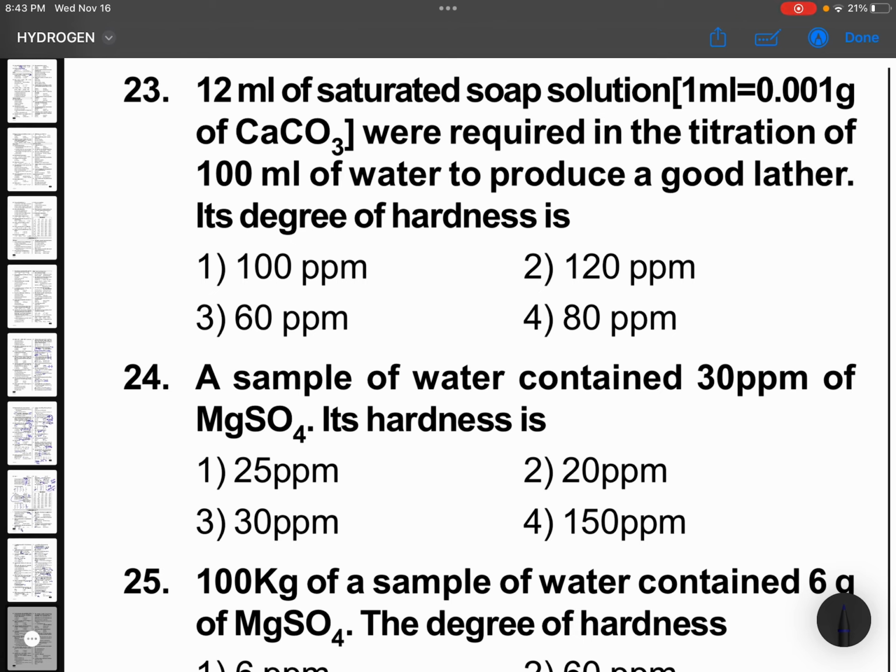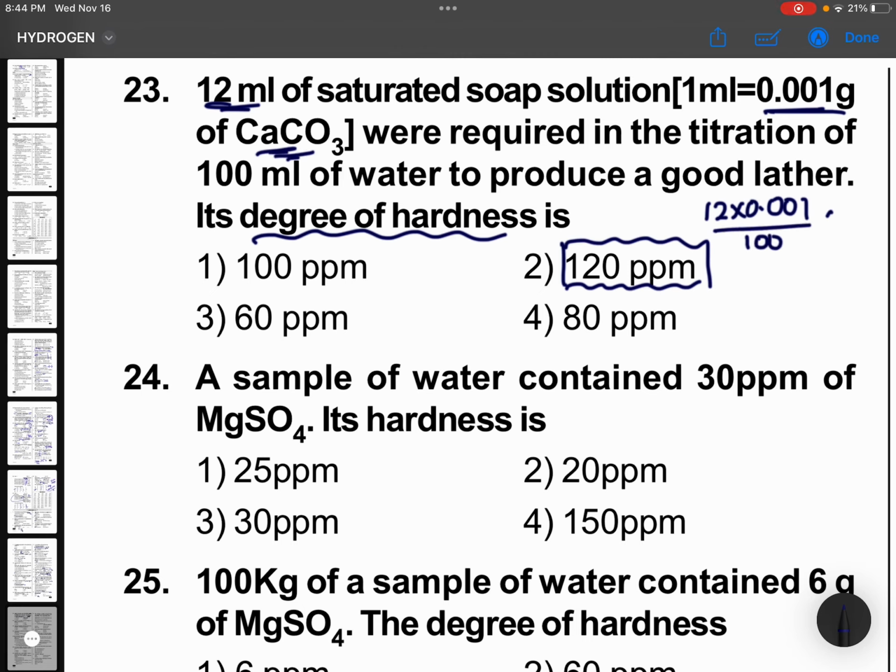Question number 23. 12 ml of saturated soap solution, where 1 ml is equal to 0.001 gram CaCO3, was required for 100 ml water to produce good lather. The degree of hardness is? Nowadays we are not discussing these kinds of questions, but you can go through this. It will become 120 ppm, because 12 ml is mentioned, and 1 ml is equal to 0.001 gram. So 12 ml is equal to 12 × 0.001 gram, divided by 100, the molecular mass of calcium carbonate, into 10 to the power of 8, by the water required for titration.